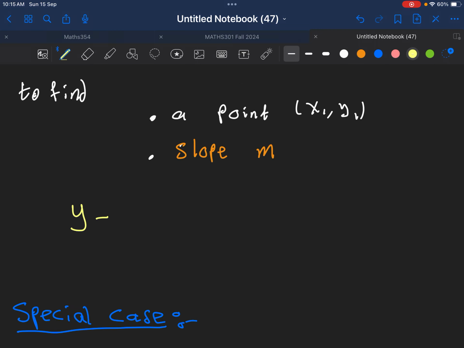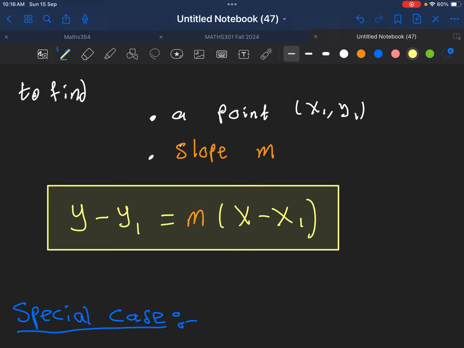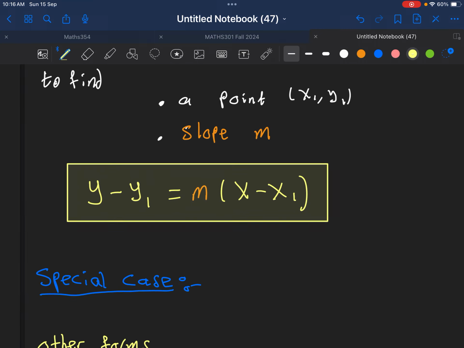The equation for the line will be y minus y1 equal the slope m times x minus x1. And that's the general form for the equation of the line.